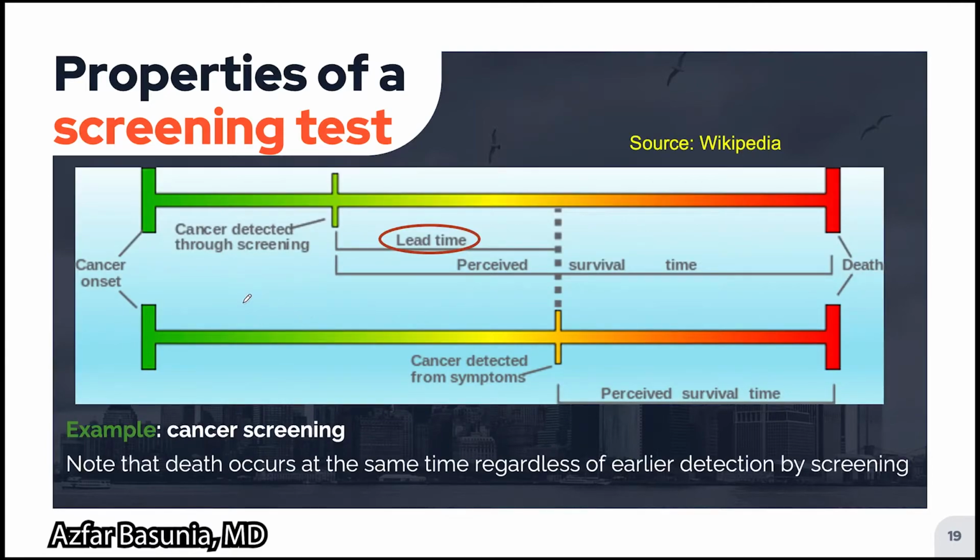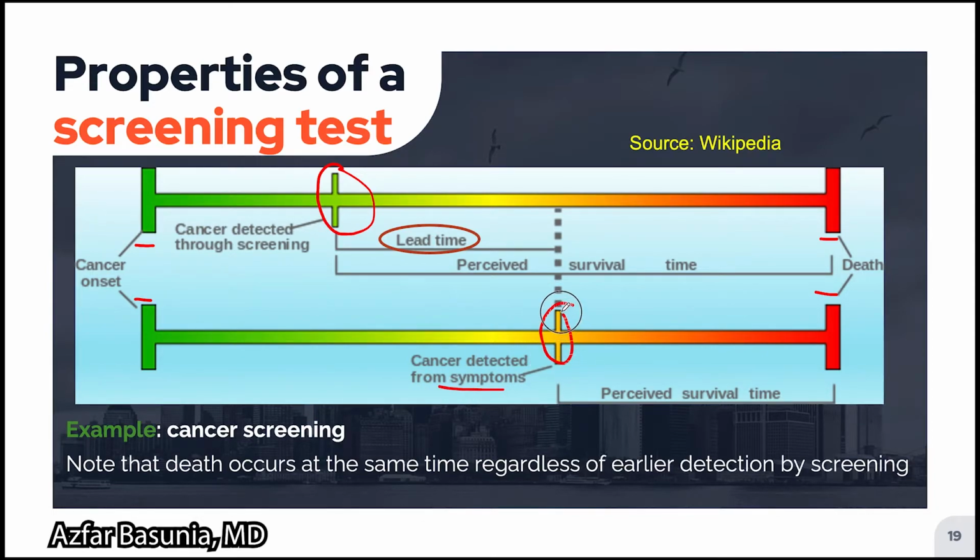Here is an example of lead time bias that can be seen with cancer screening. Suppose we have two scenarios where the onset of cancer happens at the same time point and the death from the cancer happens at the same time point. Suppose in the first scenario, we use a screening test to detect the cancer, so the cancer is detected earlier at this time point. Whereas in the second scenario, the cancer is naturally detected from its symptoms at this time point.